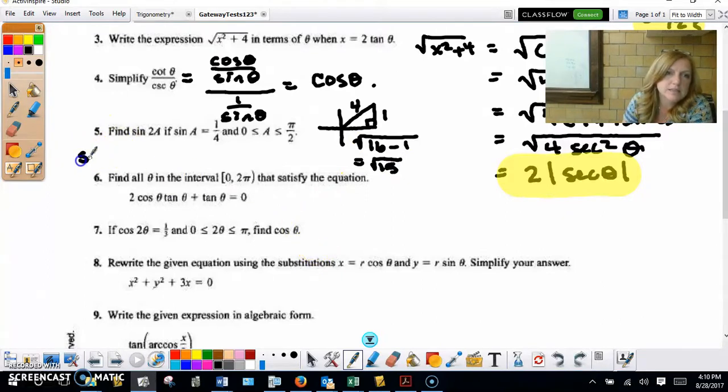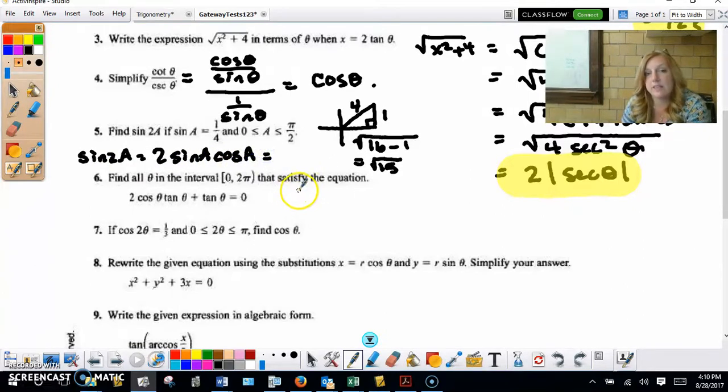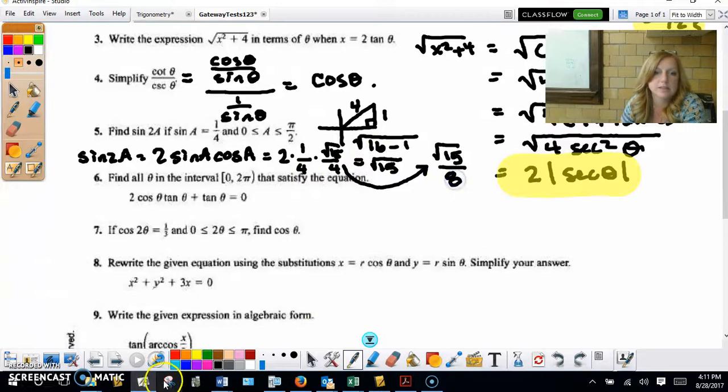I think about identities. The sine of 2a is 2 sine a cosine a, and I basically have to get those trig ratios from my triangle. So I would have 2 times my sine of a, which was 1/4, times the cosine of a, which is adjacent over hypotenuse, so square root of 15 over 4. And then my final answer is going to be, the 2 and the 4 simplify, 1/2 times square root of 15 over 4, which is square root of 15 over 8. So that's how we get the answer for that problem.